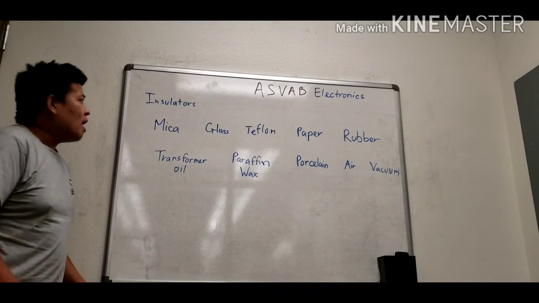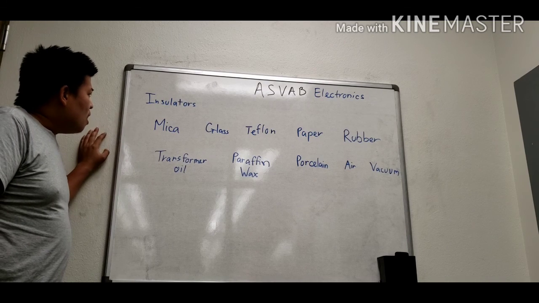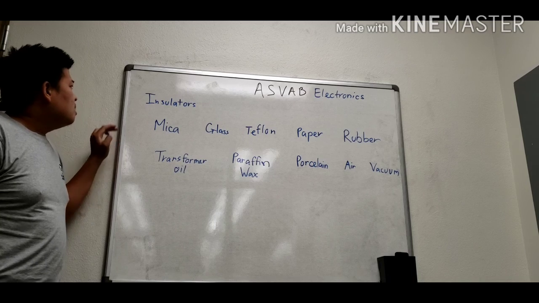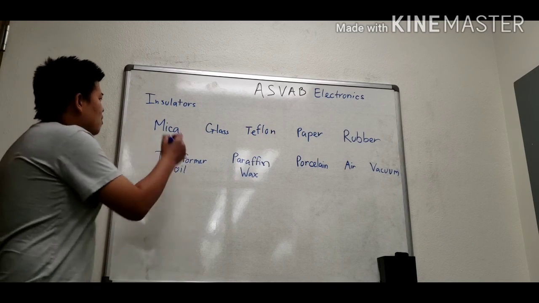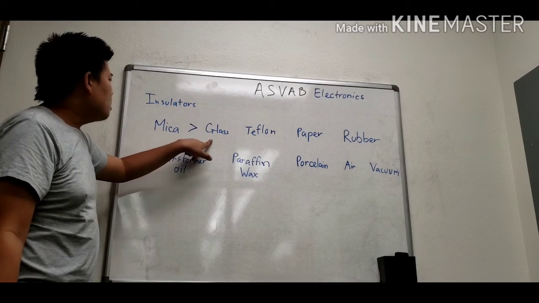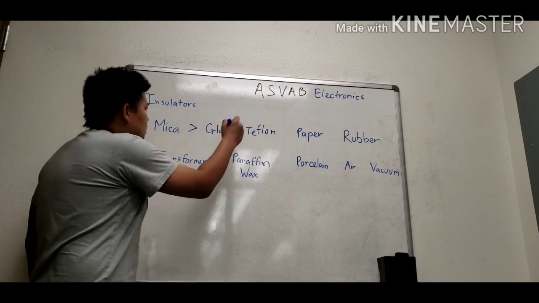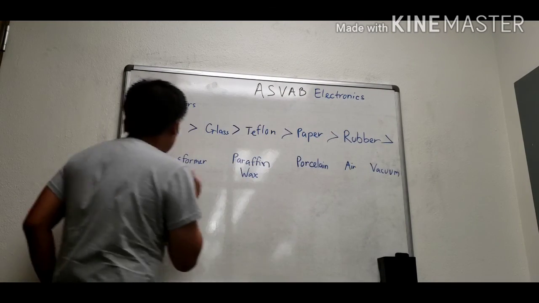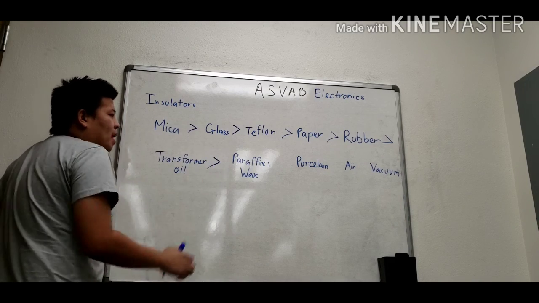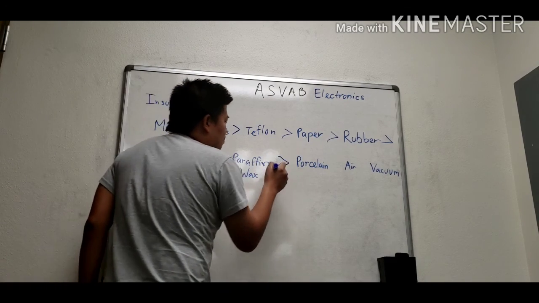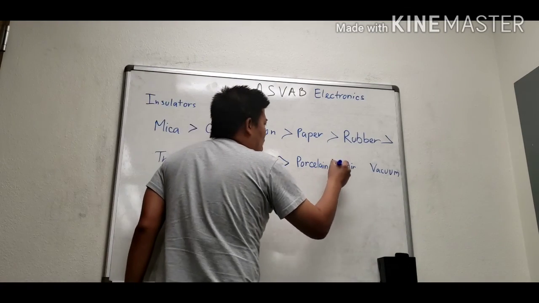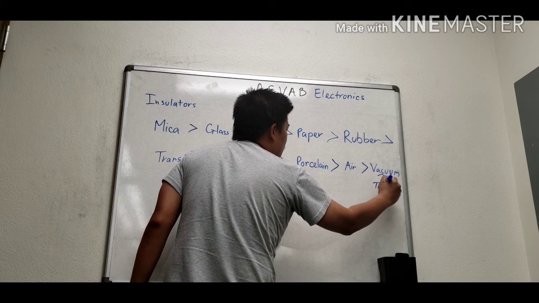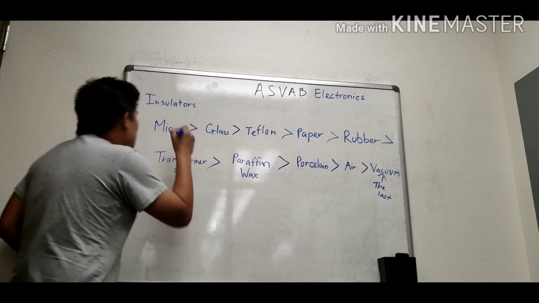So today I will talk about insulators. On the ASVAB test, they will ask which one is the highest insulator, and we have mica as the first one. Then the next ones are telephone, paper, rubber, transformer oil, paraffin wax, porcelain, air, and vacuum, and that's the last one.